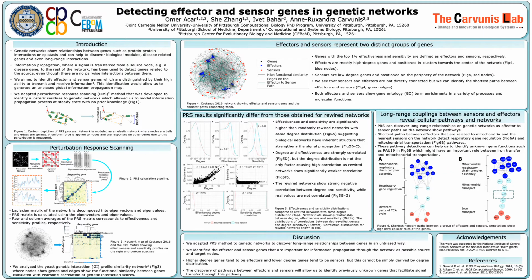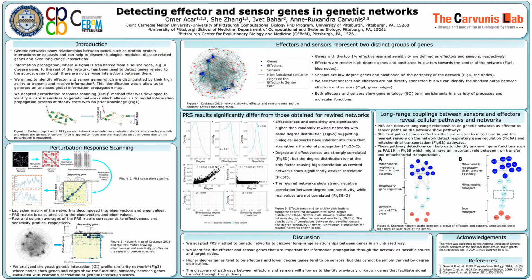Today, I will talk to you about the work we do to analyze genetic networks. Genetic networks show relationships between genes and can help to identify biological modules, disease-related genes, and even long-range interactions. One group of network analysis methods is information propagation, where a signal is transferred from a source node, such as a disease gene, to the rest of the network, and the signal received on the other nodes represents the level of relatedness to the source node. This way, we can identify related genes with long-range interactions, even if they have no direct interactions.